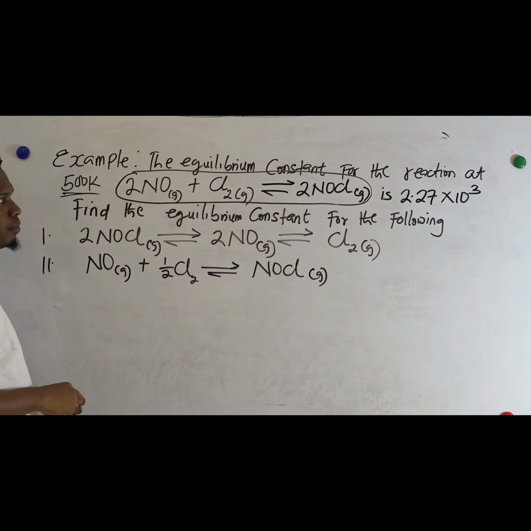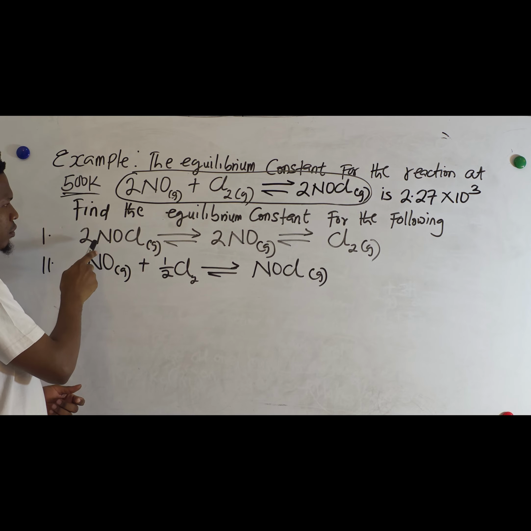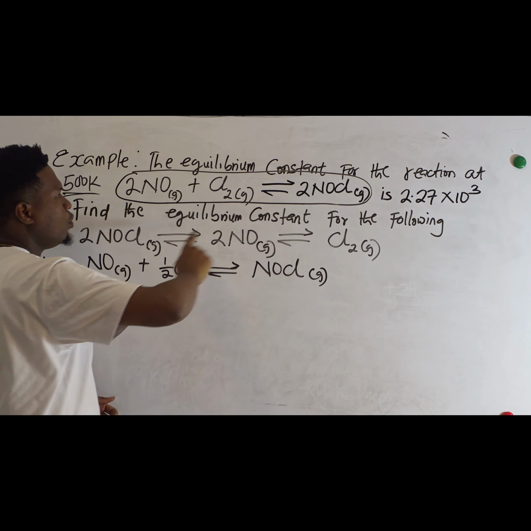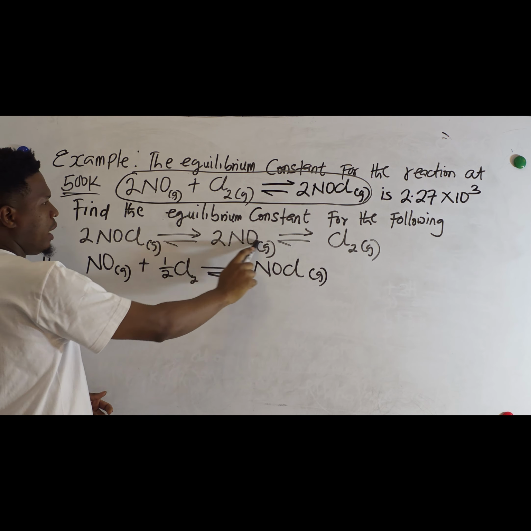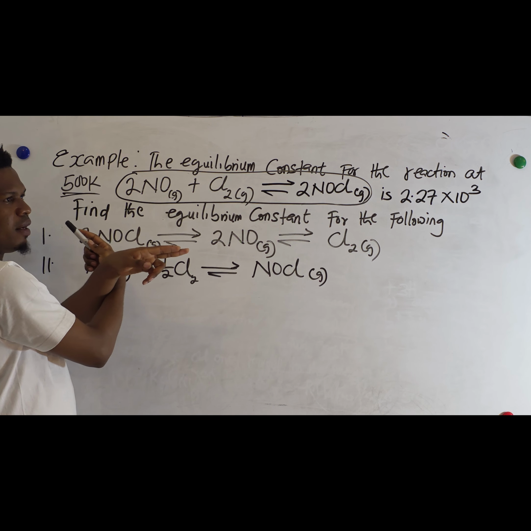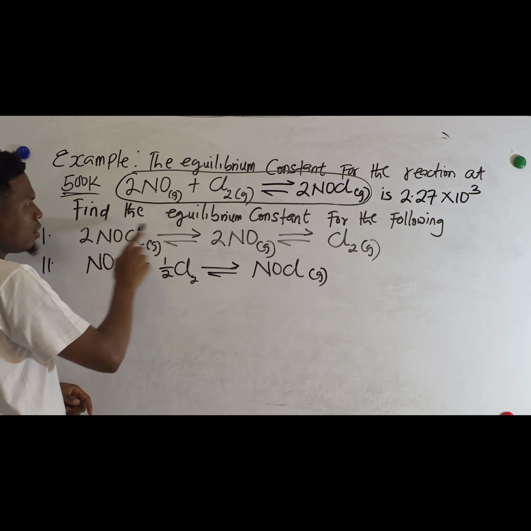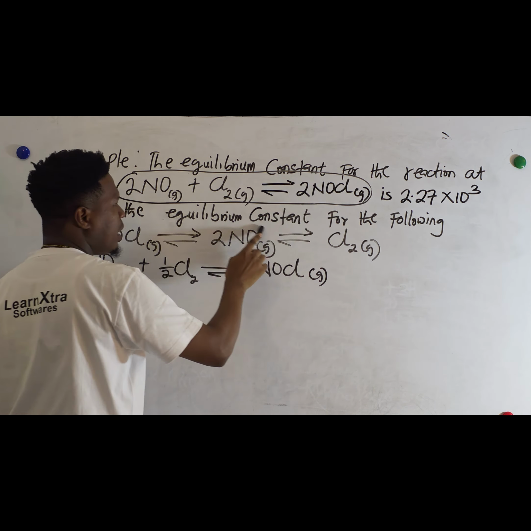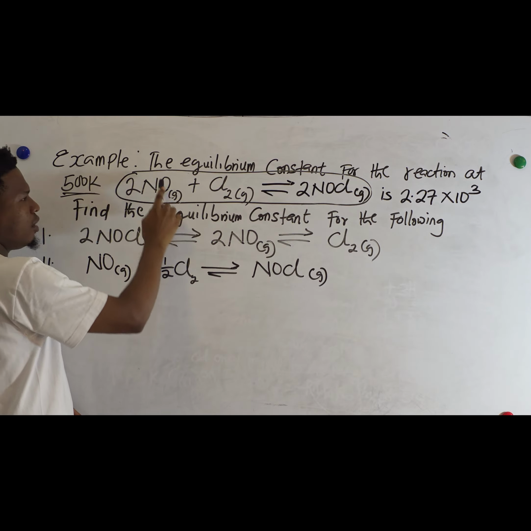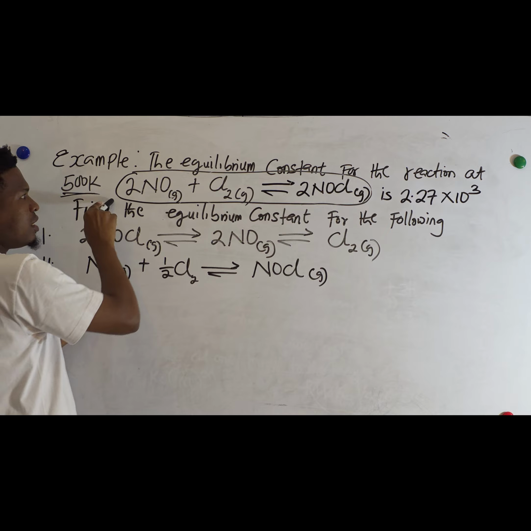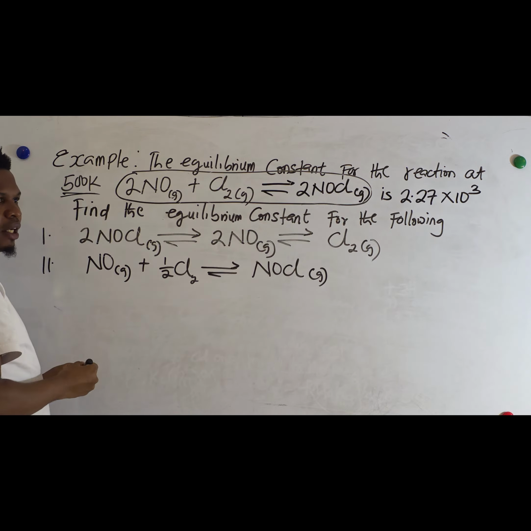Look at the first one. Look at this reaction. Just look at this, and then look at this again. You will notice that this reaction here is the reverse of this reaction. Reverse means, look at where this one is and where it is here. Reverse means, if this is the forward reaction, this is the backward reaction. That's what it means. So what do we know about the equilibrium constant for this kind of reaction?